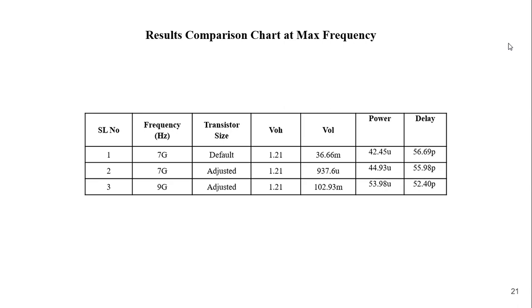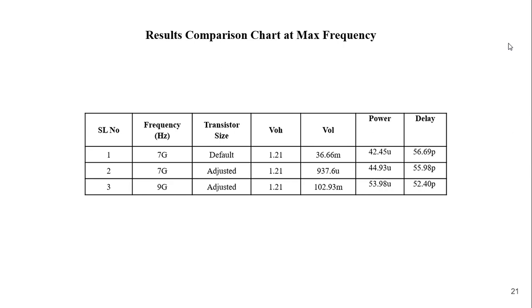Results comparison chart. In this chart we have shown the overall results of the comparator. For the transistor size which is default at 7 gigahertz, it gives a V output high of 1.21 volt and a V output low of 36.6 millivolts, with a decent power and delay of 42 microwatts and 56 picoseconds respectively.